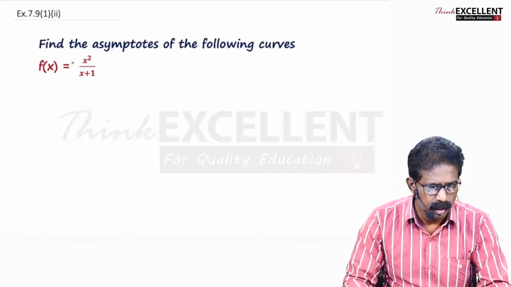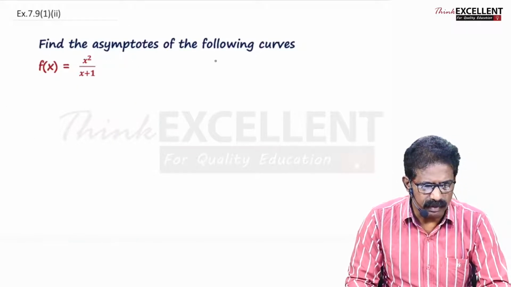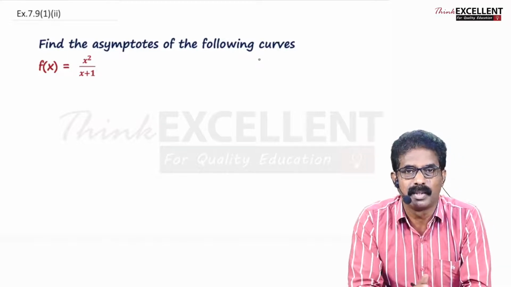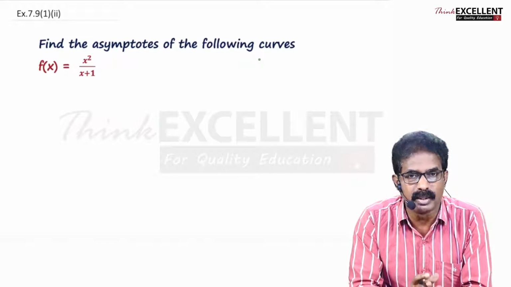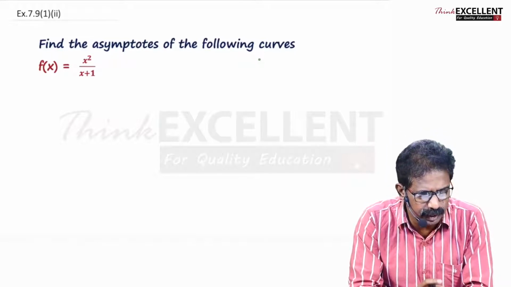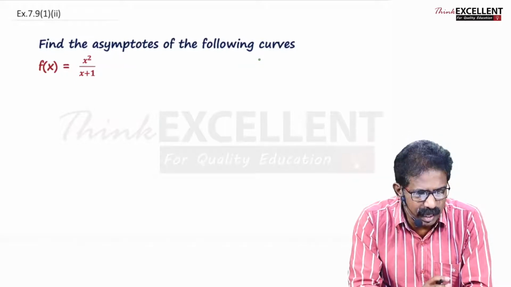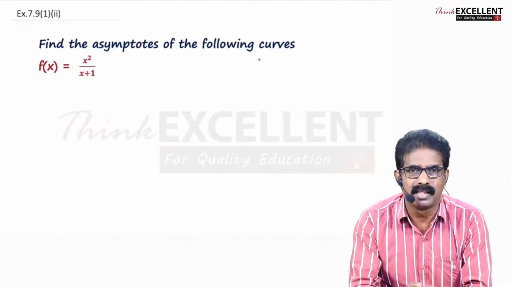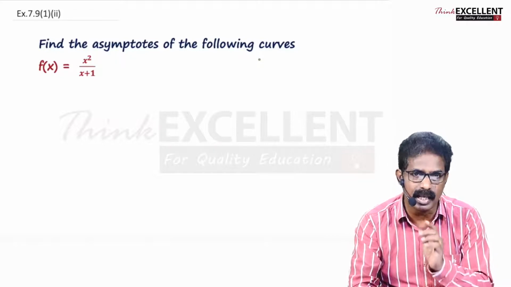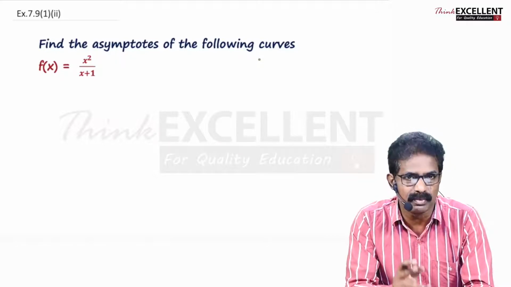Listen. Find the asymptotes of the following curve. You can check the third one very easily, whether a slant asymptote or oblique asymptote is there or not. For that you see the degree of the numerator. Here what is the degree of the numerator? 2. Degree of the denominator is 1. So yes, degree of the numerator is greater than degree of the denominator. So there is a slant asymptote.